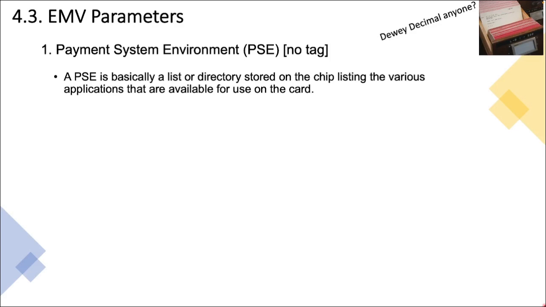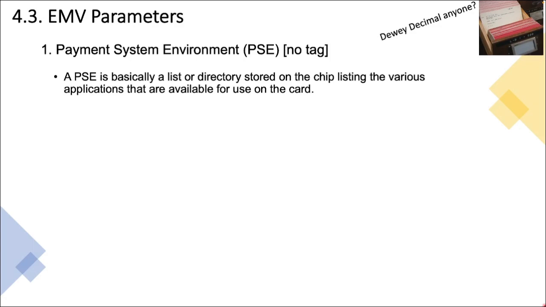So the first tag I'm going to talk about is something called a PSE, right? It's a payment system environment. This tag has no hex tag, but basically a PSE is a list or directory that we store on the card, right? And its primary purpose is to identify all of the applications that may reside on this card.